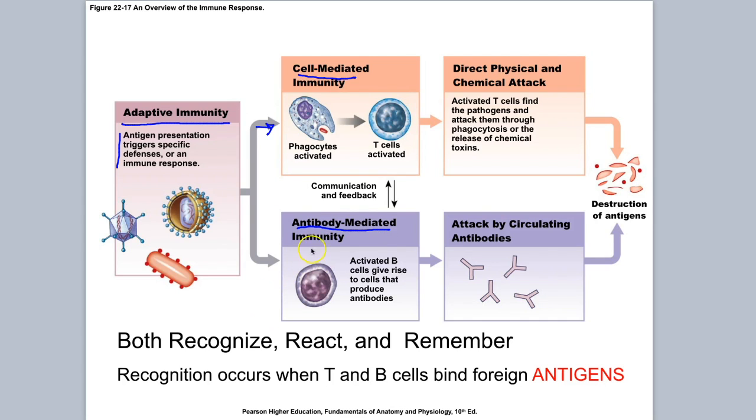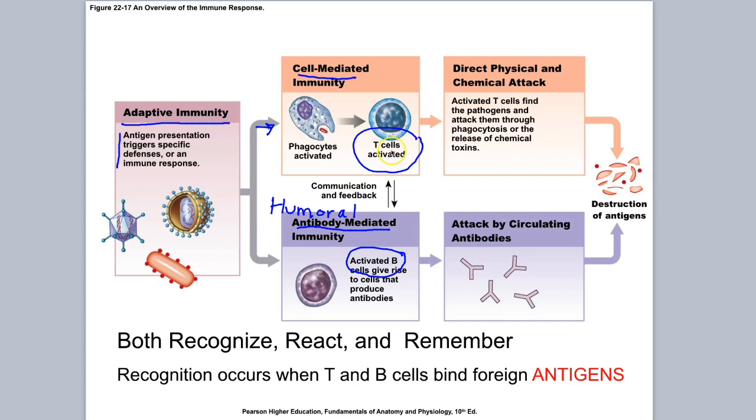The cell-mediated immune response involves T cells. The antibody-mediated immune response involves B cells. I would just memorize this right off the bat. Cell-mediated immunity is T cells. Antibody-mediated immunity is B cells. We also call antibody-mediated immunity humoral immunity. Okay, so let's start with the cell-mediated immunity.